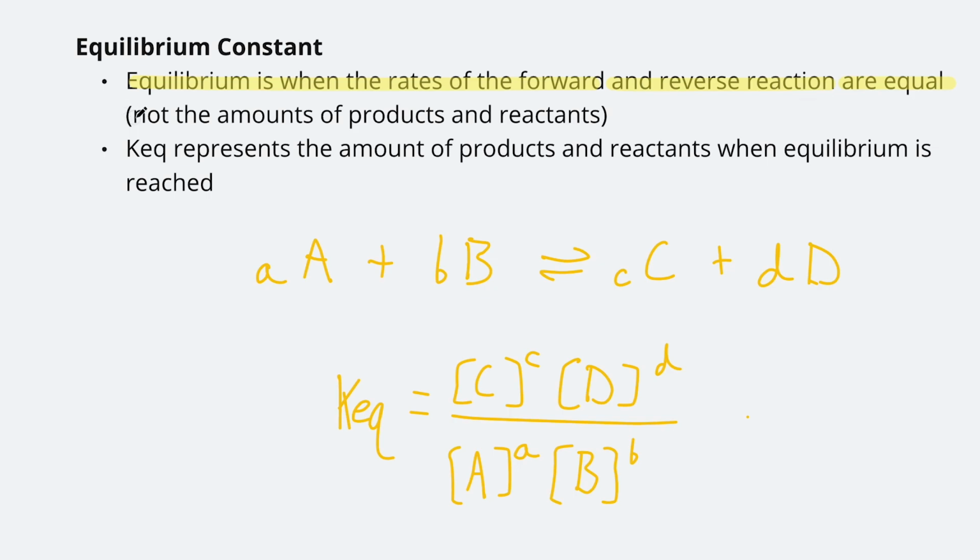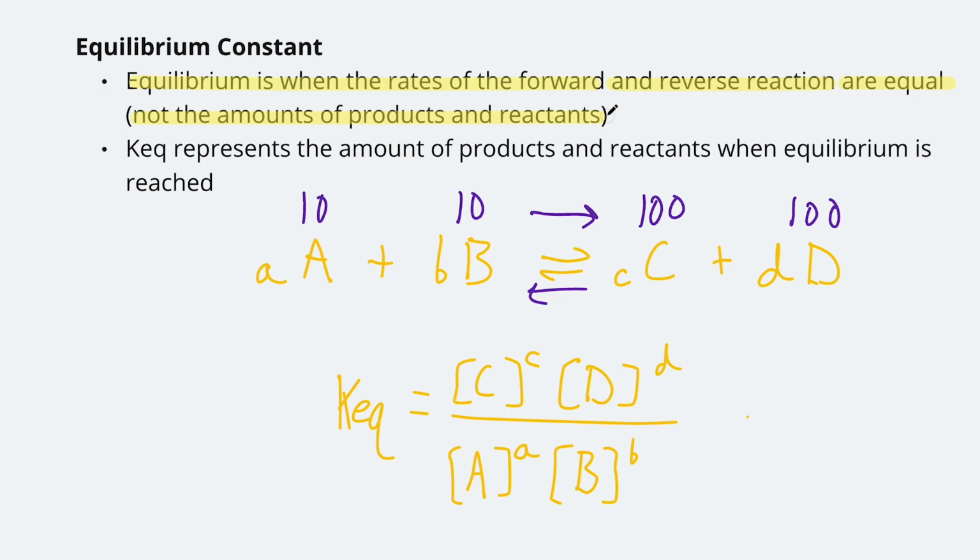This does not mean that the amount of products and reactants are equal. So even if we had, let's say, 100 of each of our products, and then 10 of each of our reactants, if those reaction rates, the forward rate and the reverse rate, are equal, then that reaction would be in equilibrium, even though the amounts of products and reactants are not the same. And you want to make sure you understand that these reactions are still happening.